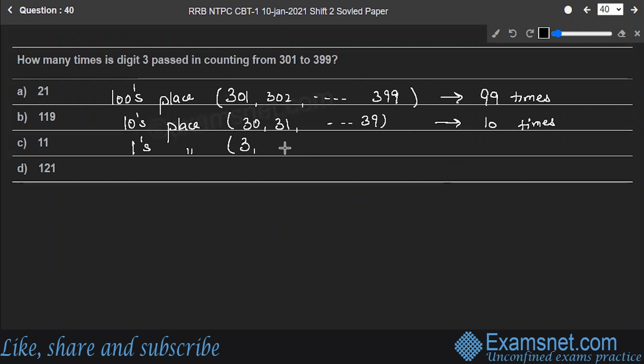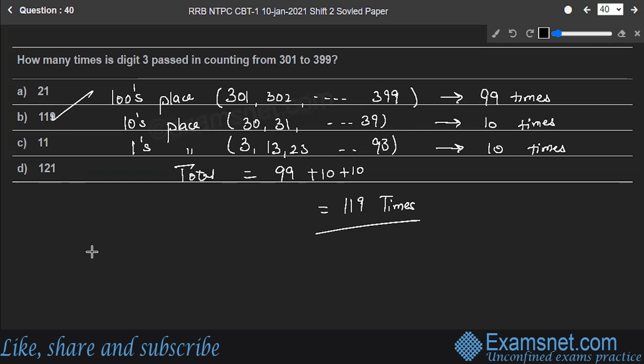Then ones place. It's 303, 313, 323. Similarly, 393. So it again comes 10 times. Total, how many times it comes? 99 plus 10 plus 10, which is 119 times. So I have option B as the correct answer to the question.